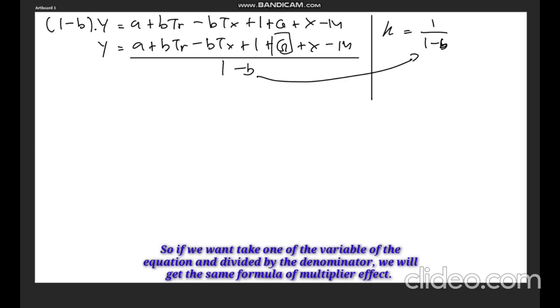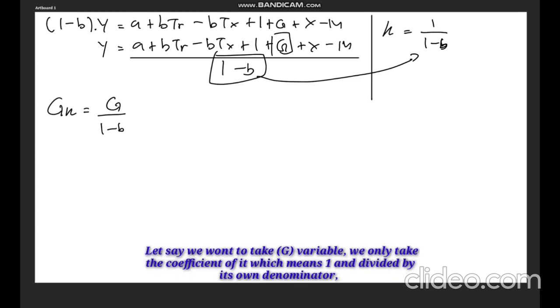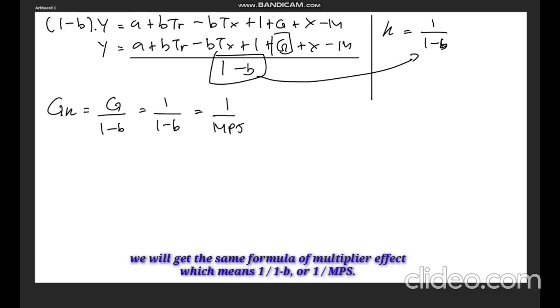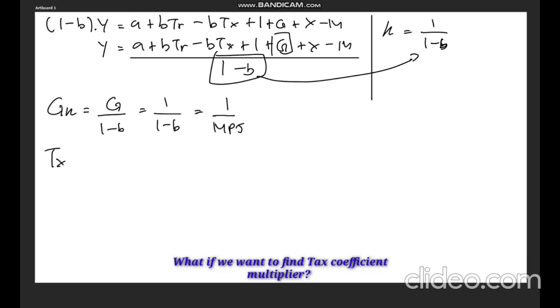So if we want to take one of the variables of the equation and divide it by the denominator, we will get the same formula as the multiplier effect. Let's say we want to take the G variable. We only take its coefficient, which is 1, and divide it by its own denominator. We will get the same formula of the multiplier effect, which is 1 divided by 1 minus b, or 1 divided by MPS. So what if we want to find the Tx coefficient multiplier?